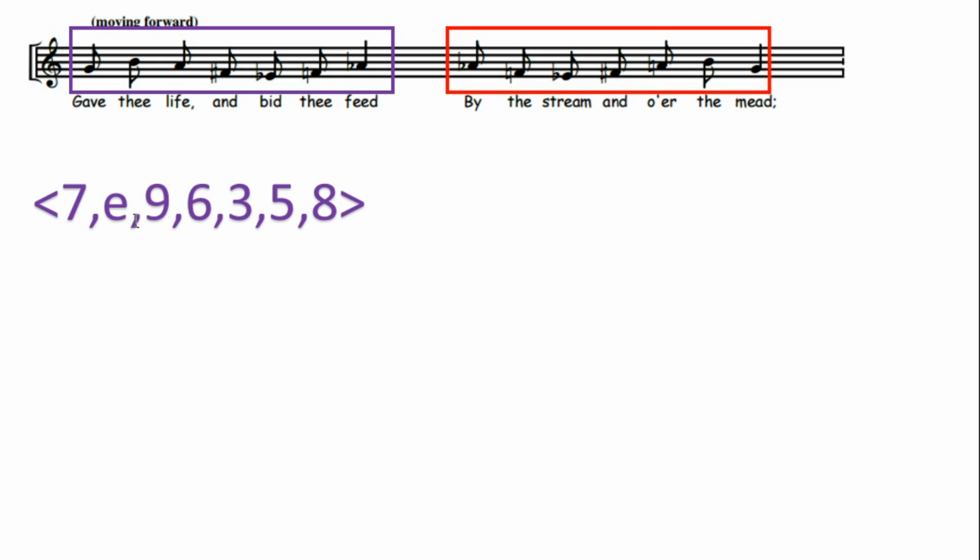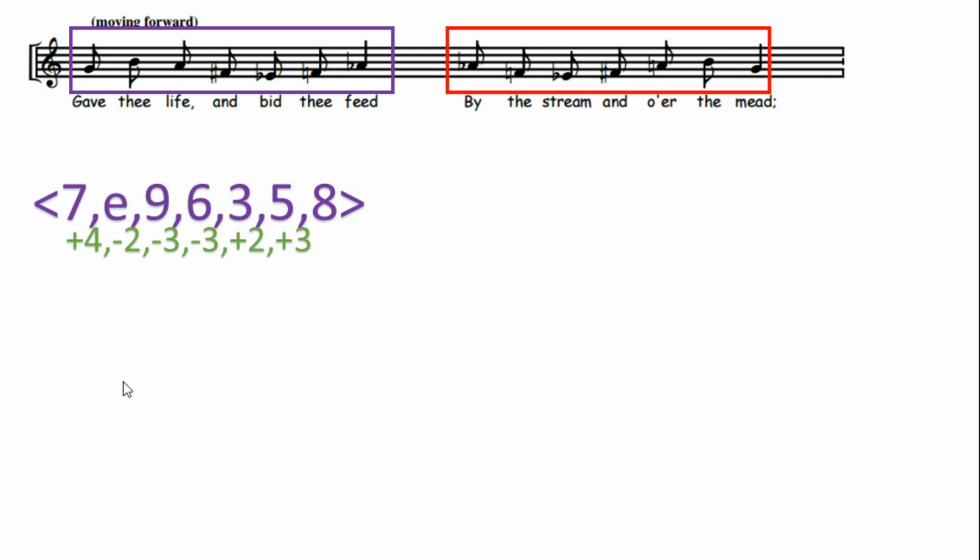The pitches in the purple box are 7, E, 9, 6, 3, 5, 8. We see them here in integer notation within angled brackets, signifying that these are a segment instead of a pitch class set. The difference being that the order that this appears does matter. It's the exact order that they appear in the piece.